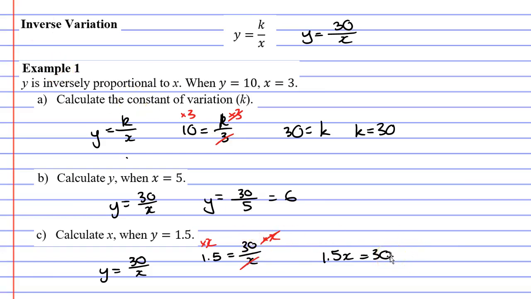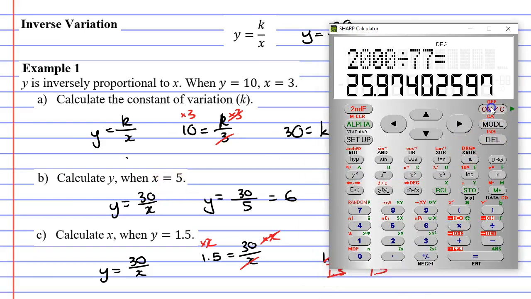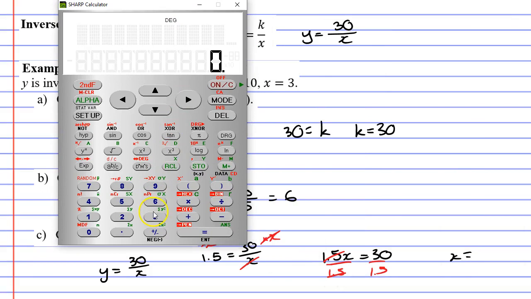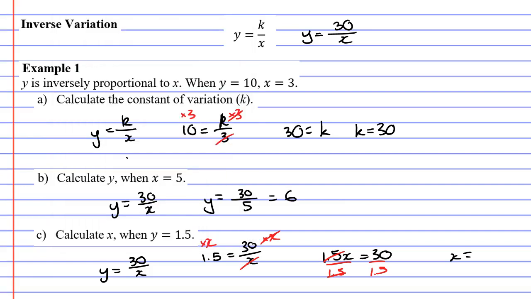Now we're in a better position to solve for x. We're just going to divide both sides by 1.5, which cancels the 1.5 so that we can find x. X will be 30 divided by 1.5. On our calculator, 30 divided by 1.5 gives us an x value of 20.